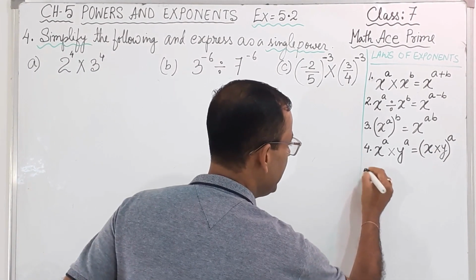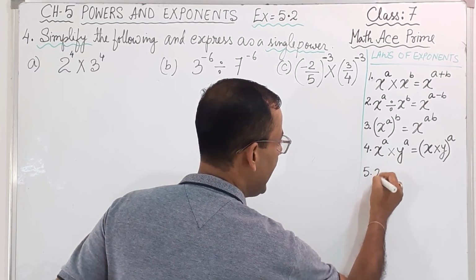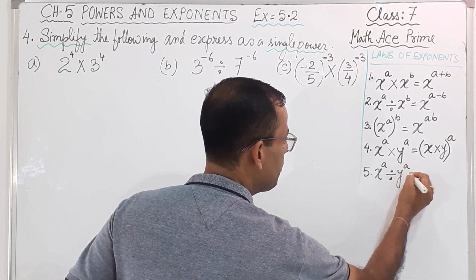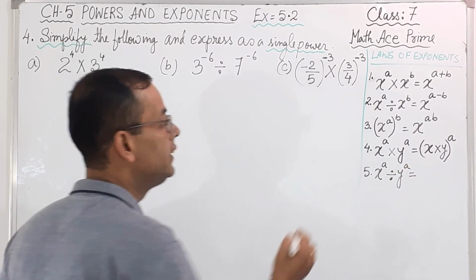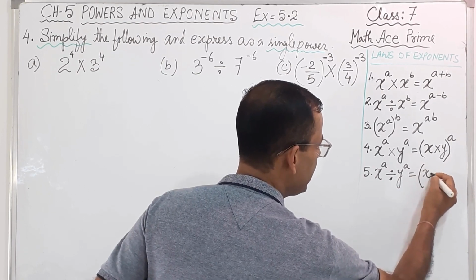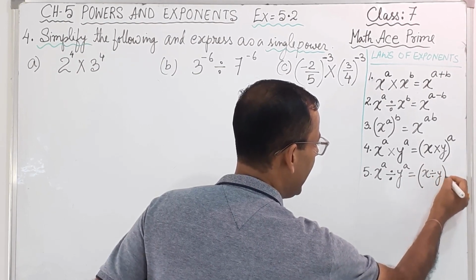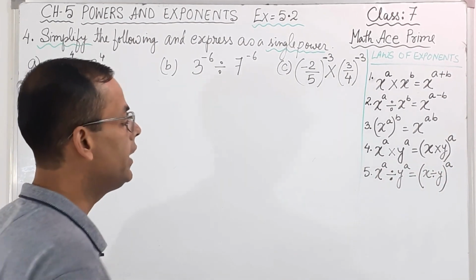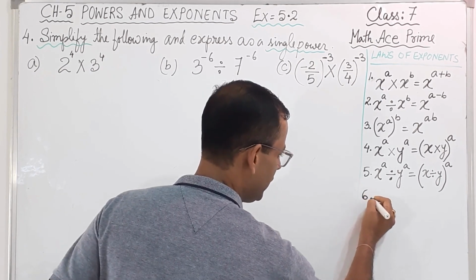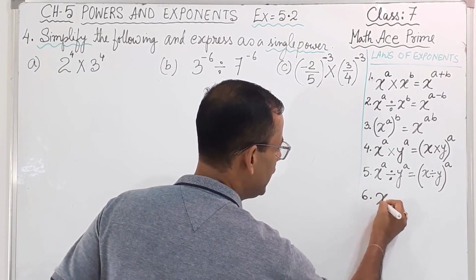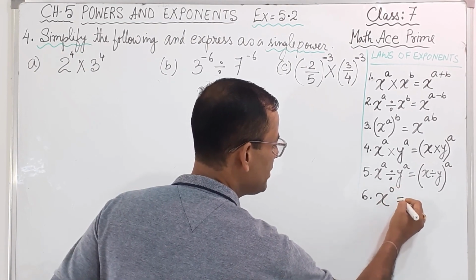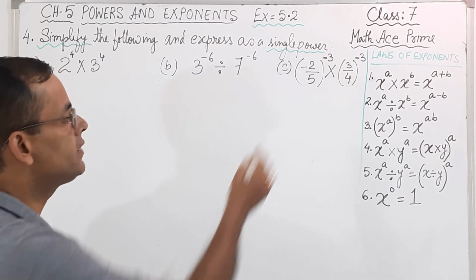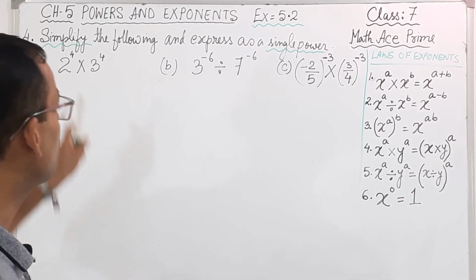In the same way, if I take division sign, x to the power a divided by y to the power a, here the bases are not the same but the powers are the same. Then x divided by y, and the power we write outside together. And last but not the least, x to the power 0. If anything is to the power 0, then this is equal to 1. So you need these laws to solve these sums.